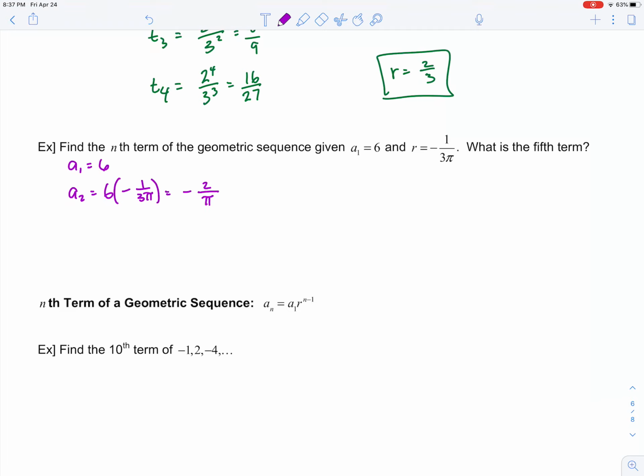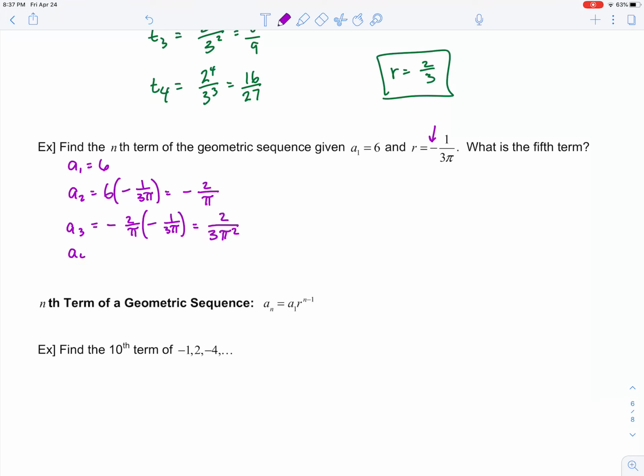So notice the first term was positive, but the second term is negative. Let's take a look at the third term. The third term would be the second term times the common ratio. Okay, so I have a negative times a negative, that's a positive. I have 2 in the numerator, and I have 3 pi squared in the denominator. Okay, so we've gone from positive to negative back to positive. So this is an alternating sequence, and in fact, it will always be an alternating sequence when the common ratio is negative, because for your odd powers, it will be negative. For your even powers, it will be positive.